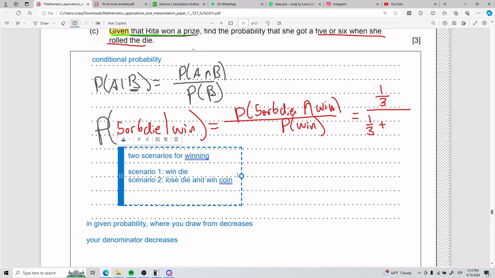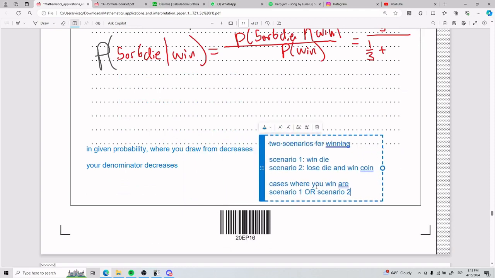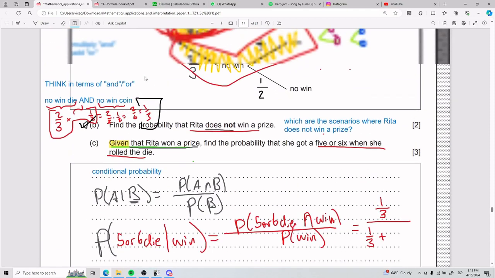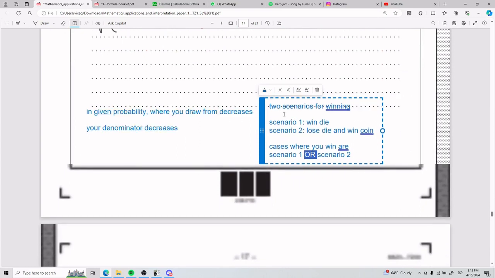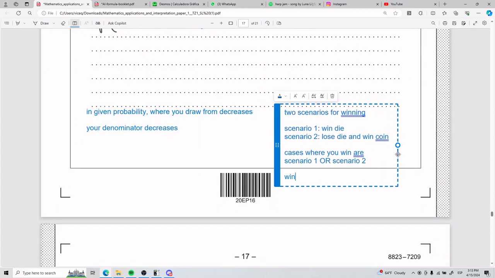so if you combine the two scenarios, the cases where you win are scenario 1 or scenario 2. And so scenario 1 or scenario 2, what was or? Or was plus. It was add. So scenario 1 or scenario 2 means you're going to end up with win die or lose die and win coin. See? So here's an and, right?